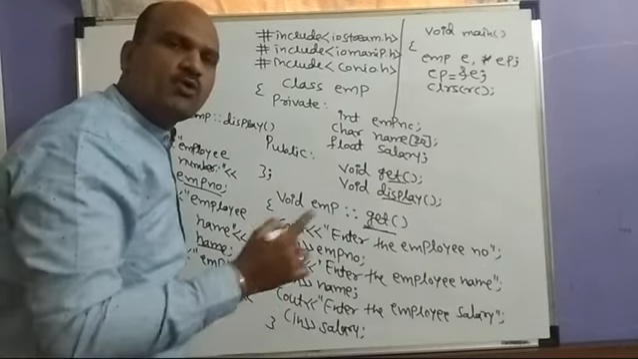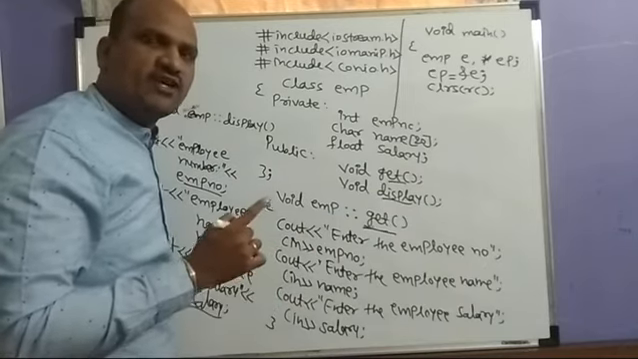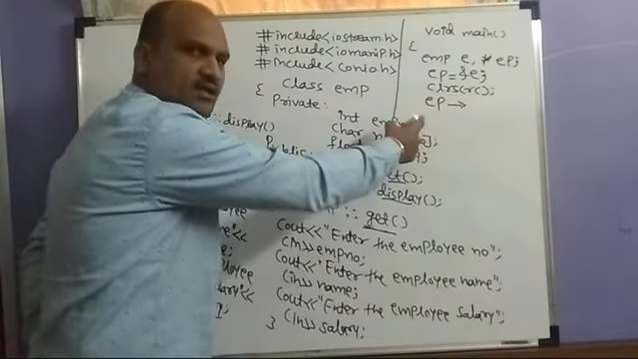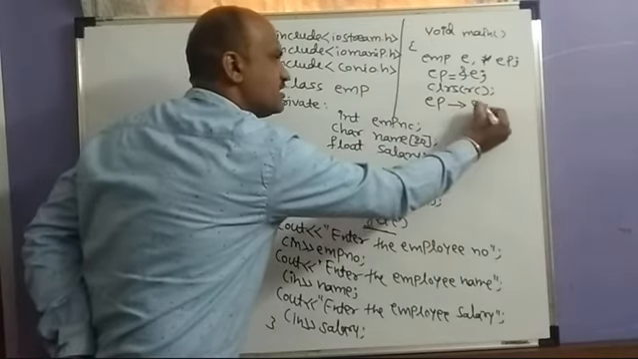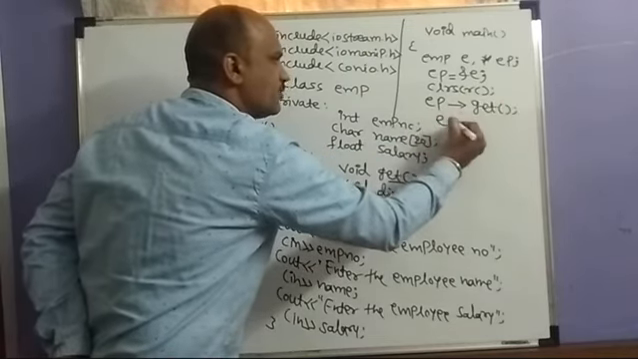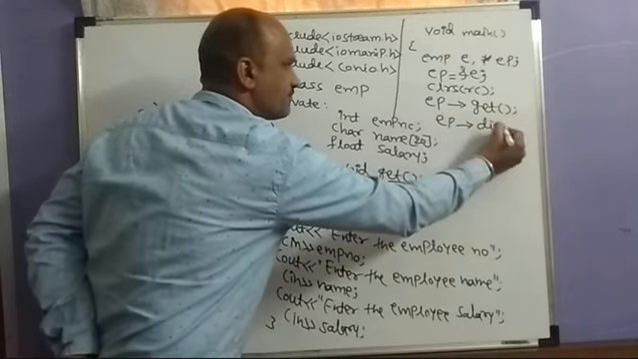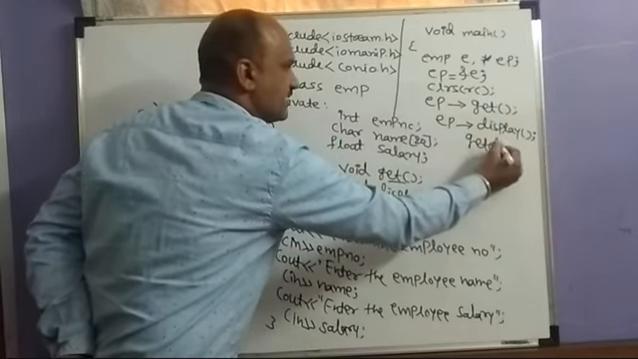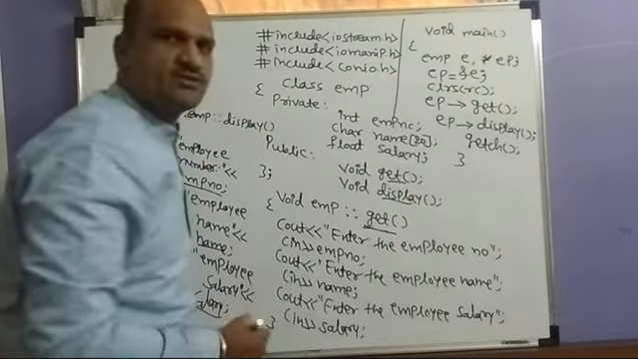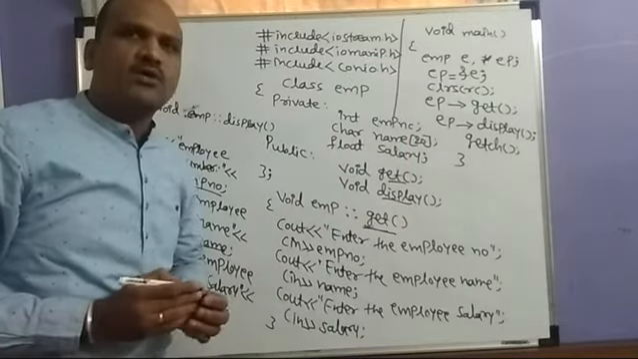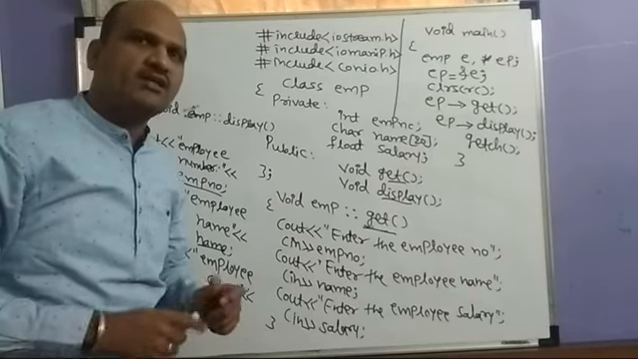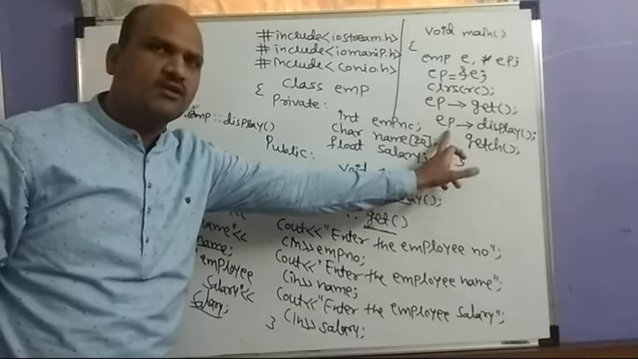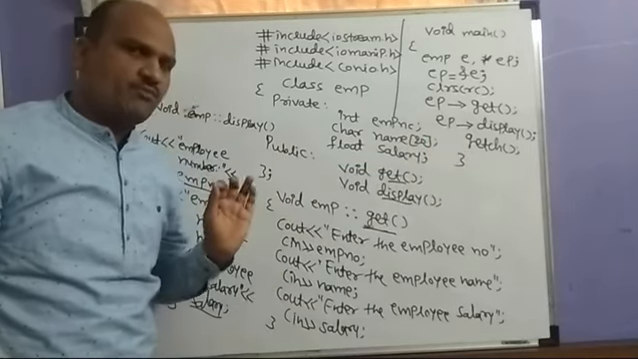As I told you, you have to use the arrow operator. In this case, you have to use the arrow operator to call the functions: ep, and with the arrow mark we call the function get, then ep with the function display. Instead of the dot, we are using the arrow operator. Then the last one, getch, then close the brace. That is very important when you write pointers and objects. Here we used the arrow operator, which is used for the object pointer.